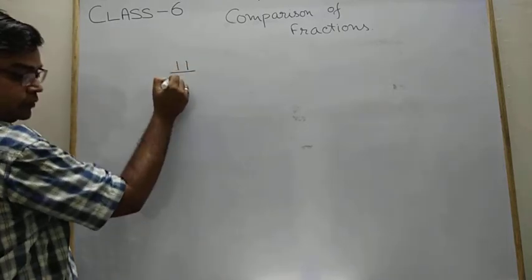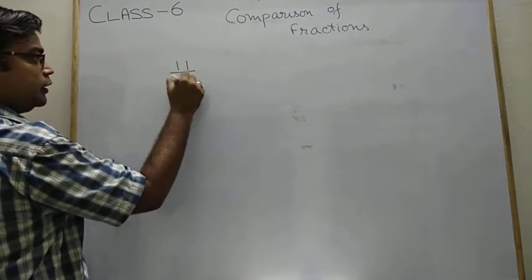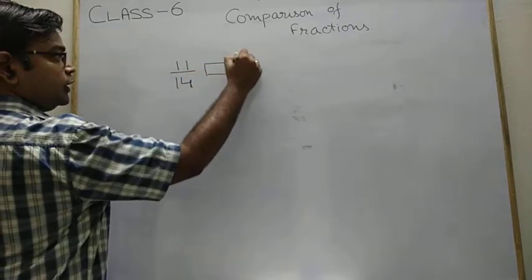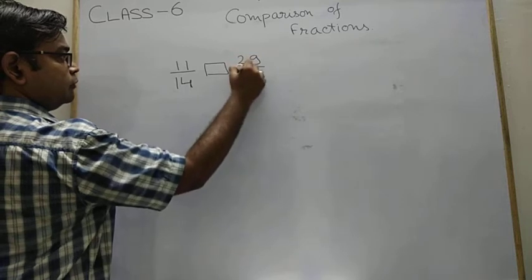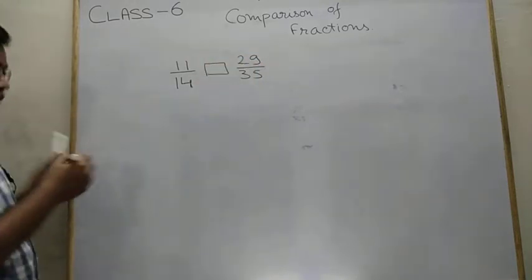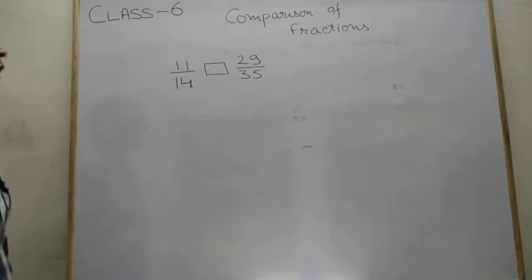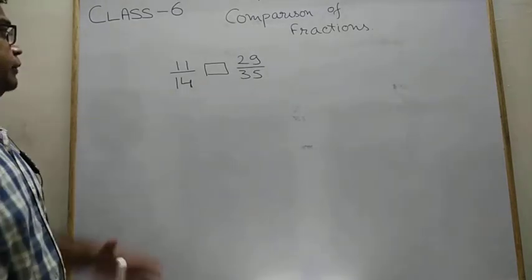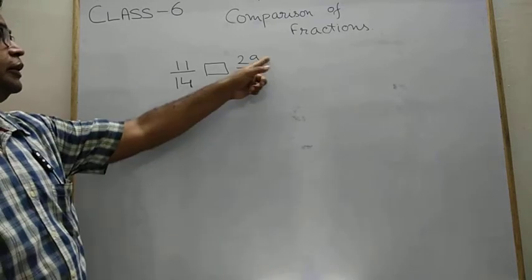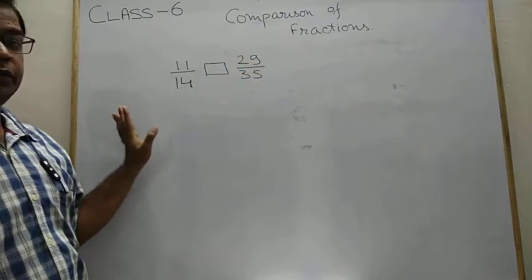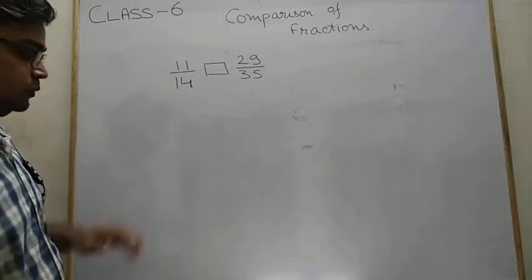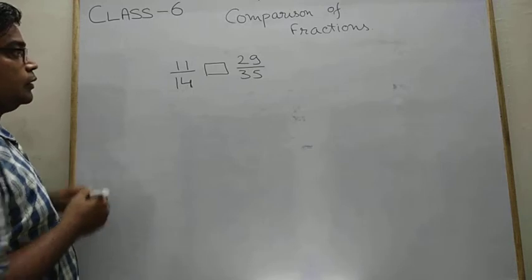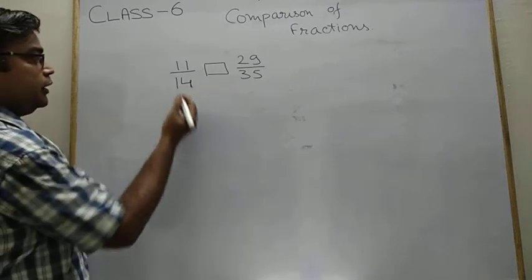It's 11 upon 14, and the question says 29 upon 35. Our first work is to check whether they are equivalent or not. What we observe is that no, they are not equivalent. Though we have 7 in both, we are unable to simplify either of the fractions. So in this case, we find they are different ones.